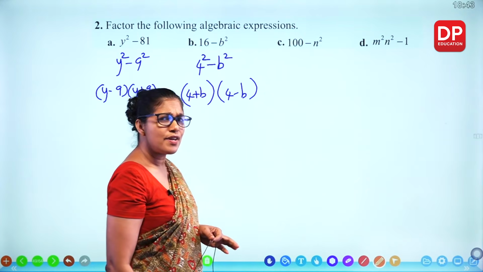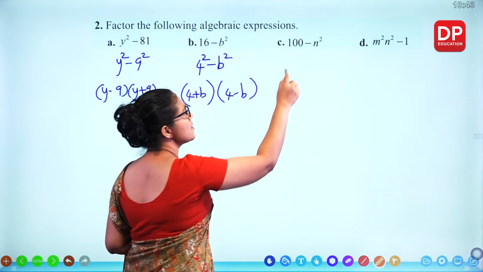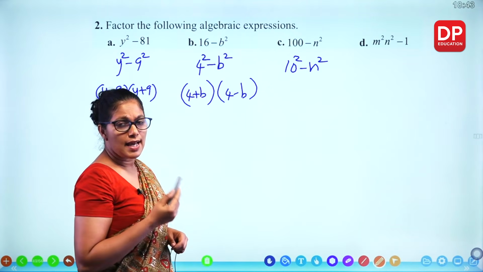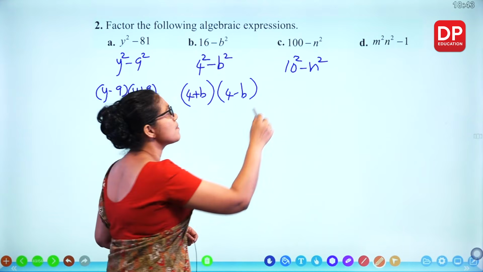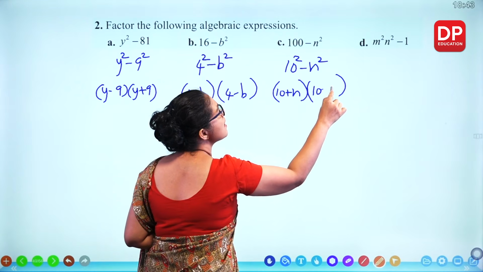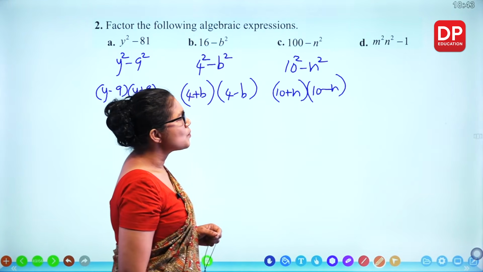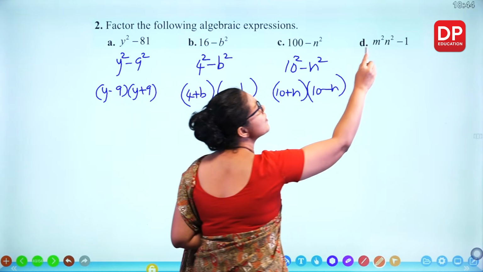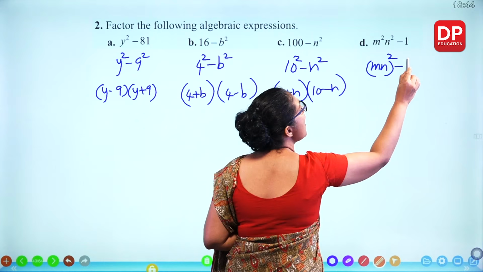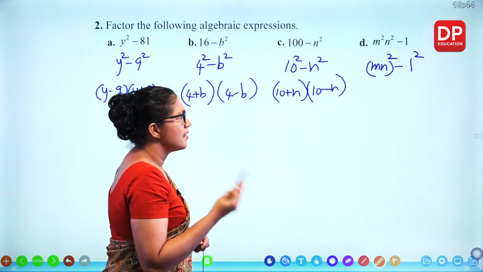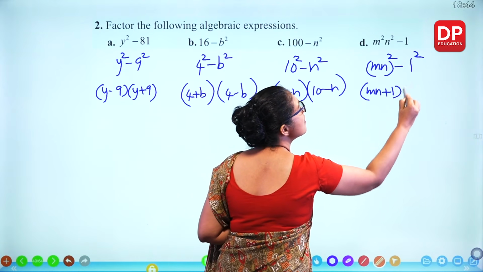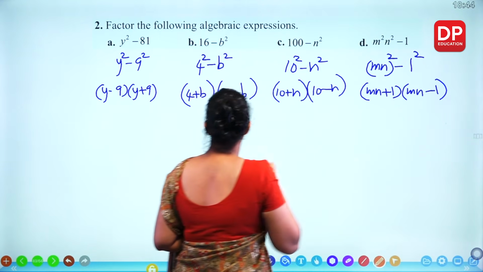What about this one? 100. Is it a square number? Yes, you can write as 10 squared. What about this one? So again, you can apply difference between two square terms. You can straight away write down 10 plus n and 10 minus n. This one, first thing you write, without writing square separately, we can write mn whole thing squared and 1 as 1 squared. Now again, difference between two square terms, you can apply mn plus 1, mn minus 1.